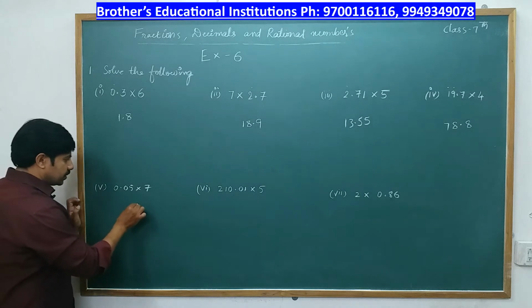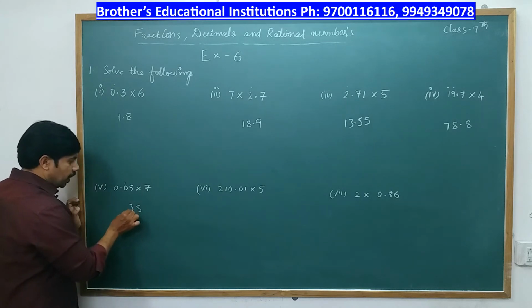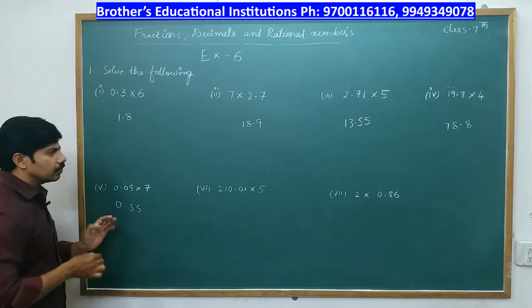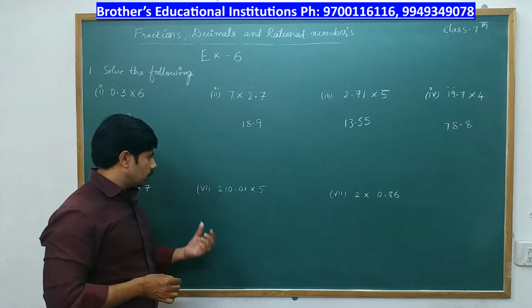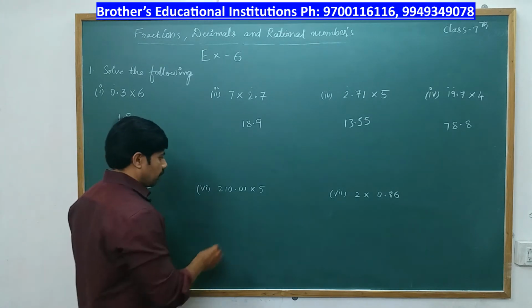So 7 fives are 35. 3 carry. 7 zeros are 0. You can bring down 3. 7 zeros are 0. Next one, 210.01 into 5. So we will multiply this.